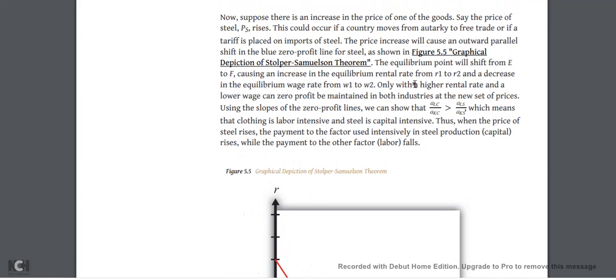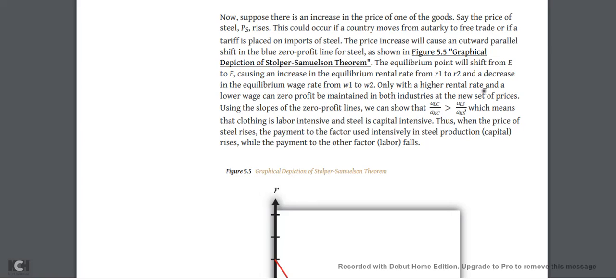Okay. Now let us understand what has been given here. The equilibrium point will shift from E to F, causing an increase in the equilibrium rental rate from R1 to R2 and a decrease in the equilibrium wage rate from W1 to W2.